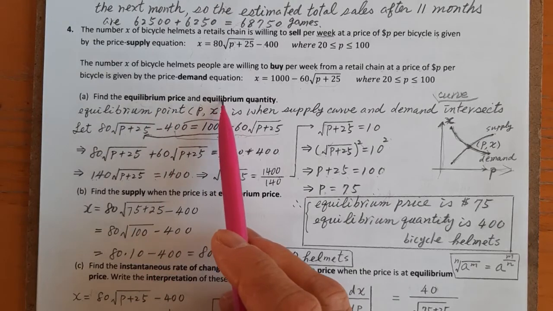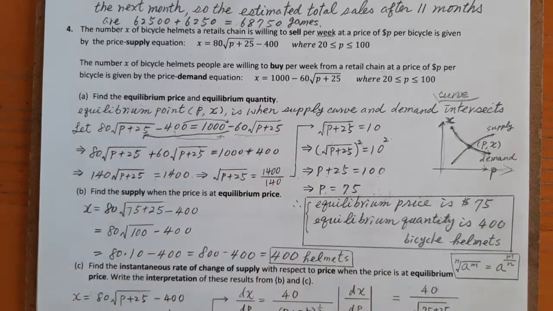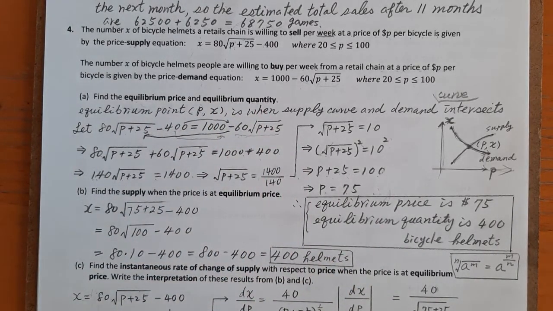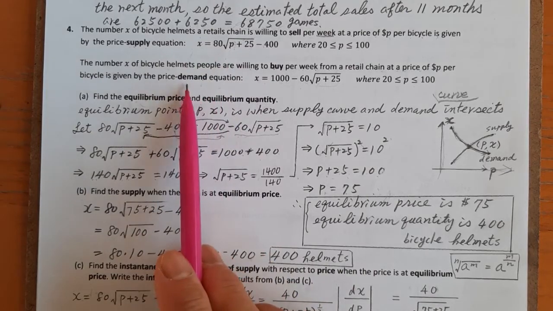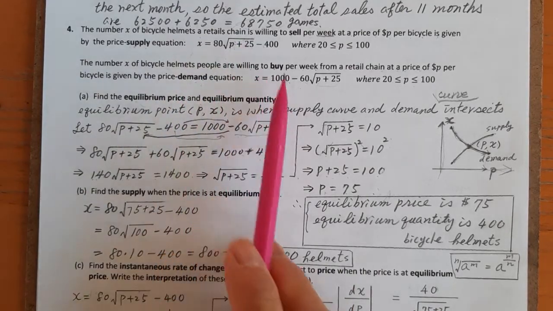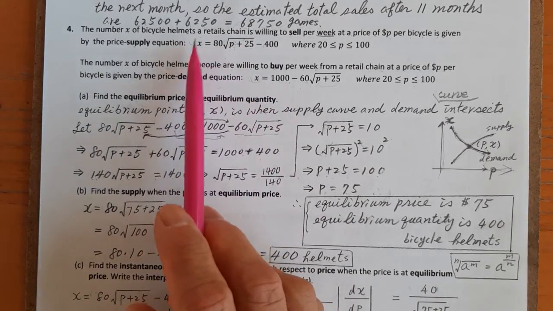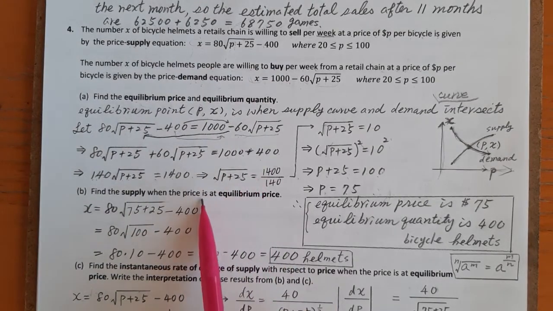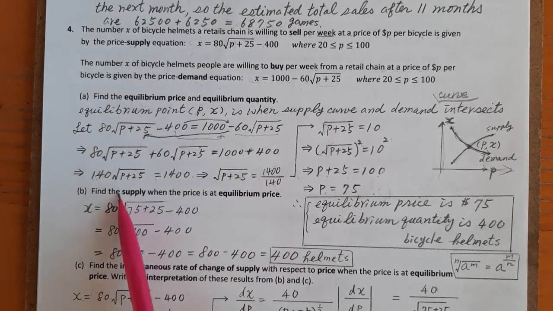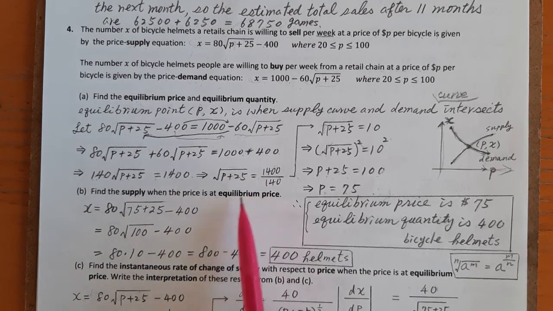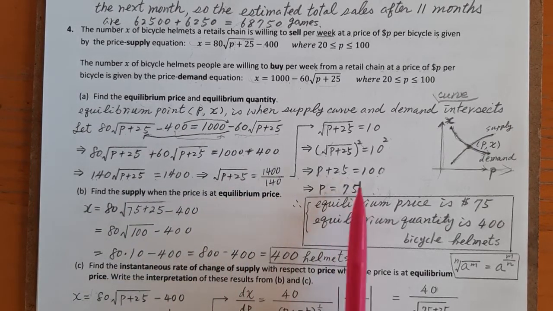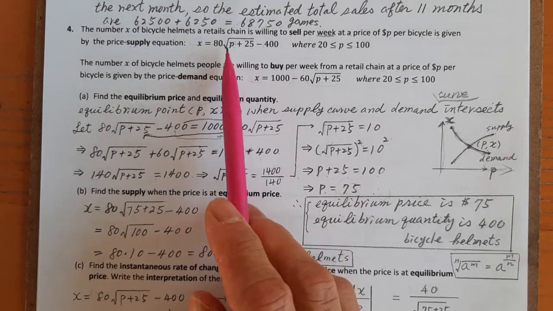And then we find the equilibrium quantity. Equilibrium quantity is X. So you can plug into either the supply equation or the demand equation because they are equal. So either one. Let's use supply. Find the supply when the price is at the equilibrium price, which is $75. You plug into the supply equation.